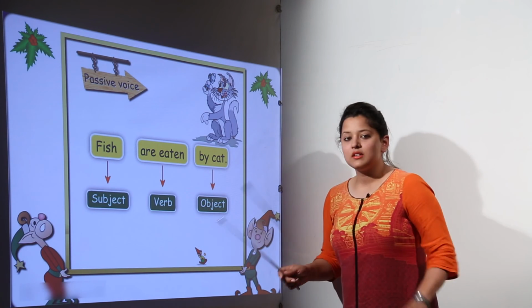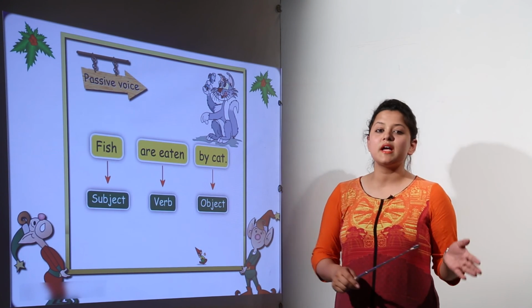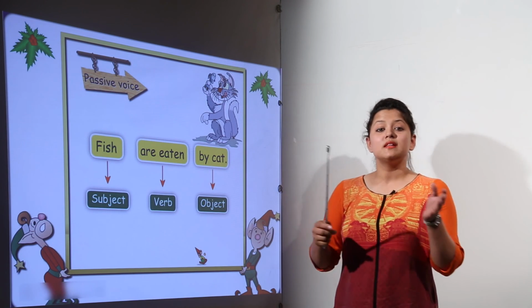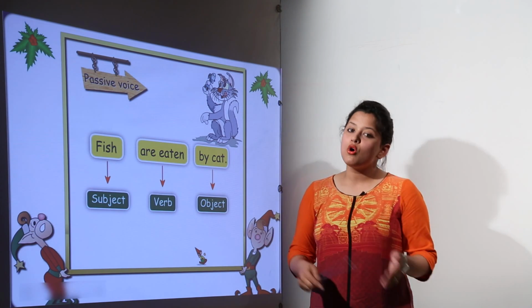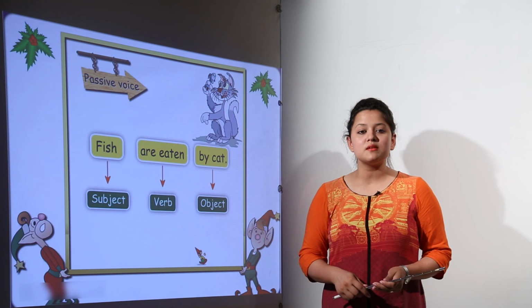Here the opposite has taken place. When the subject performs the action, it is in active voice, but when the action is performed onto the subject, that forms the passive voice. So this is about the voice.